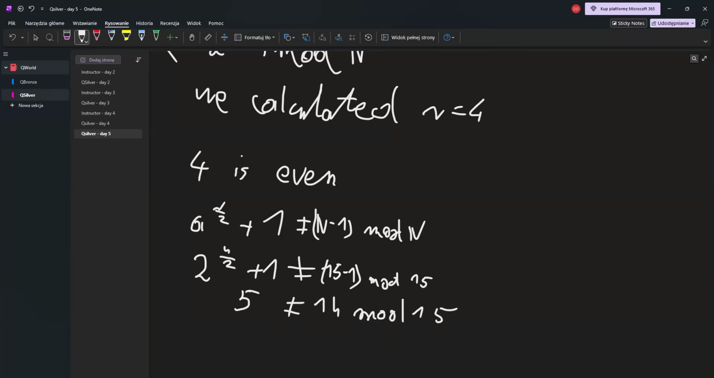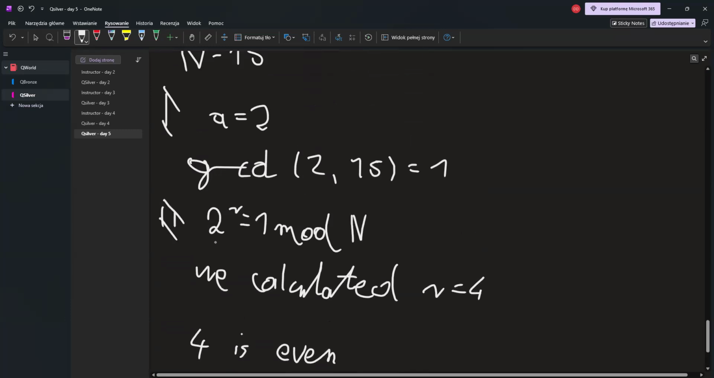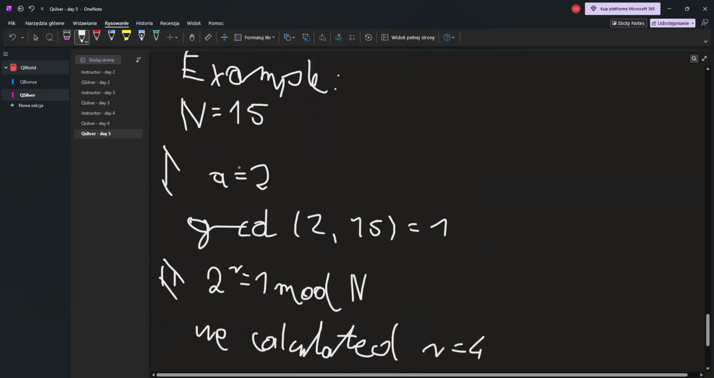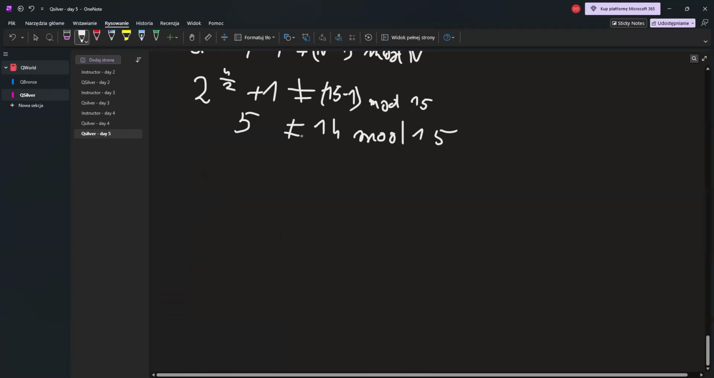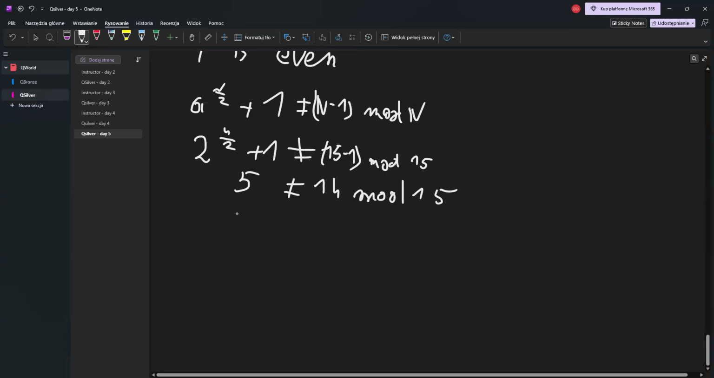And in most cases, this number here will be bigger than 15, yes? So I only warn you, yes? That for example, if we would have here 29, then this equation would be true. And so we would need to discard a equal 2 and start from the very beginning, yes? If we have this statement true, not false. And okay, so we know that we have correct a and r.